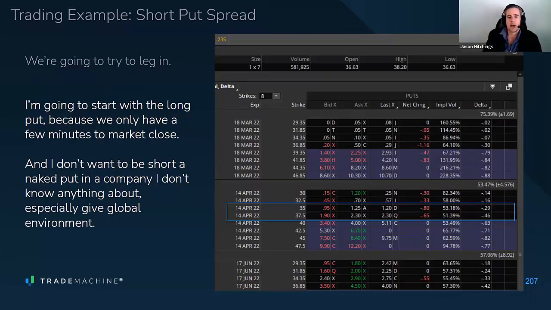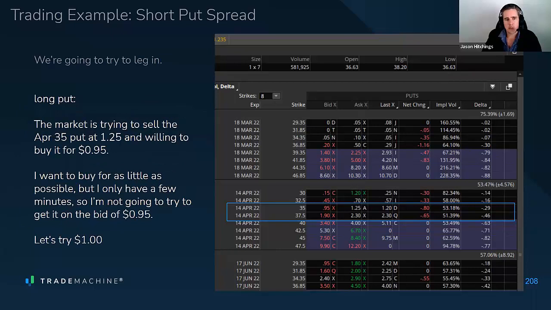So what I do is I'm going to buy my long put first. I'm going to buy the insurance first because I don't know that much about this company. I don't want to be short a put in it. And in this example, I'm going to trade 10 contracts. So I don't want to be short 10 puts without knowing anything about it. So I'm going to start by buying my insurance. And if I can't complete the position, I'll complete it tomorrow and hope it doesn't move too much against me.